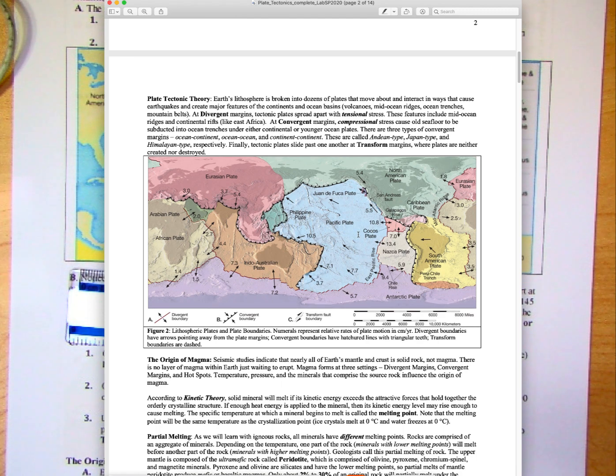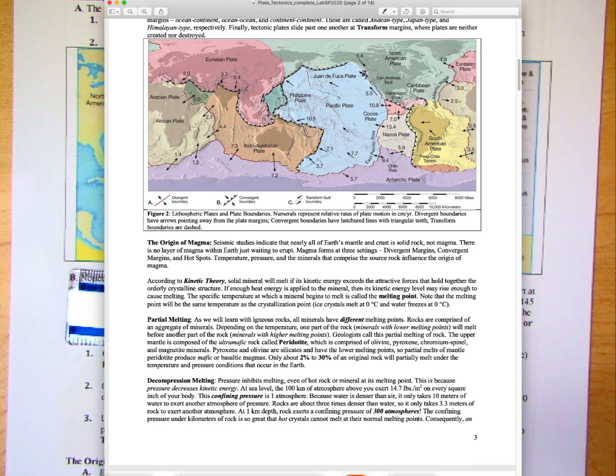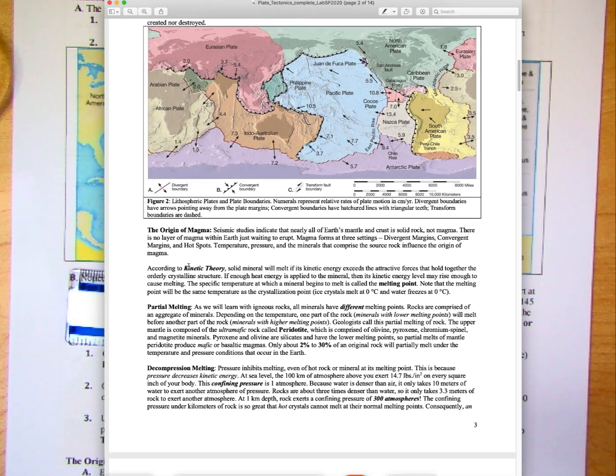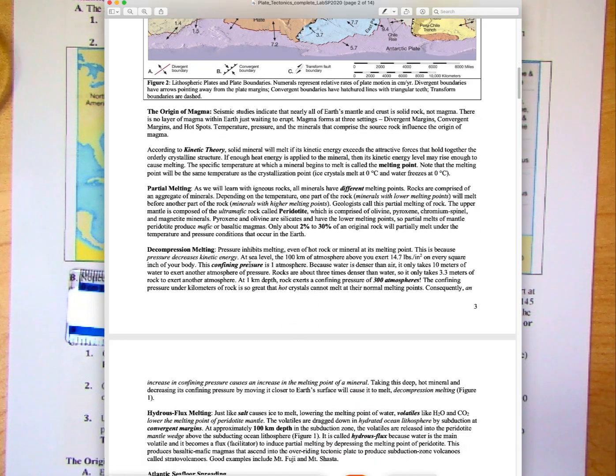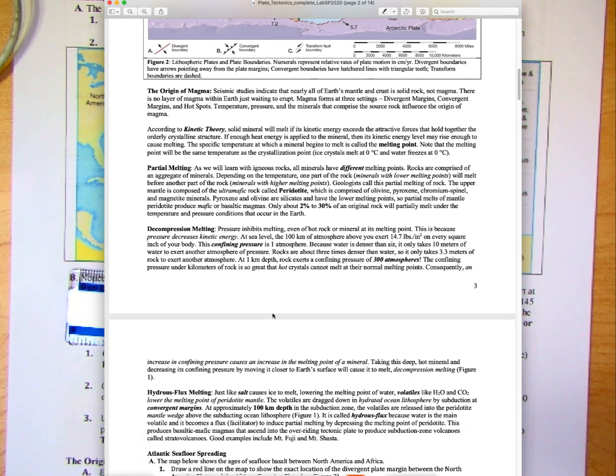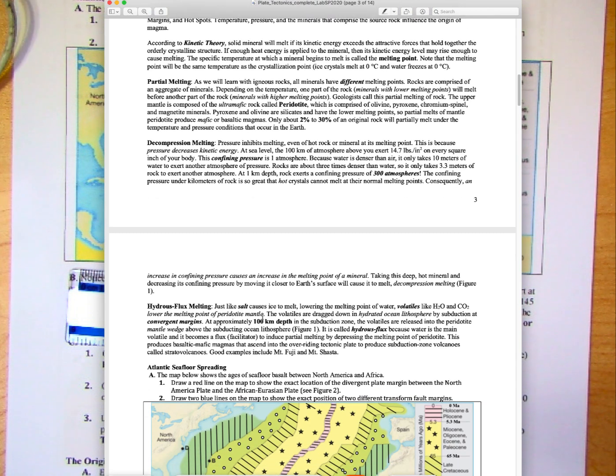Also note on this diagram that these lines with the teeth on them, the barbs, indicate reverse faults or subduction zones, convergent boundaries here. Over this part here, I talk about partial melting and kinetic theory. Make sure you read about this. Then I talk about decompression melting and confining pressure, and we'll go through that. And I talk about hydrous flux melting. Again, I do all this in my video lectures as well.